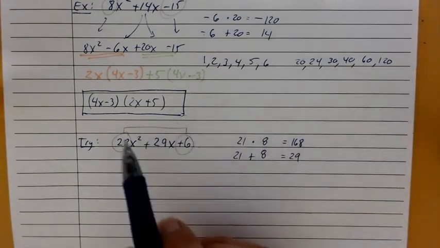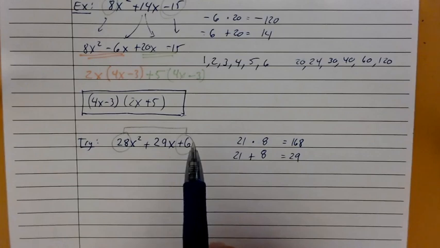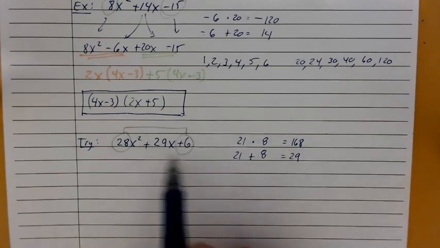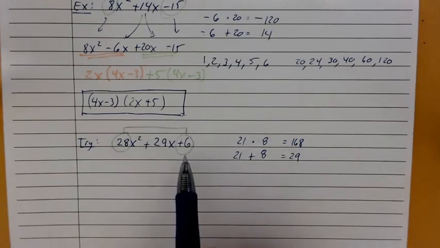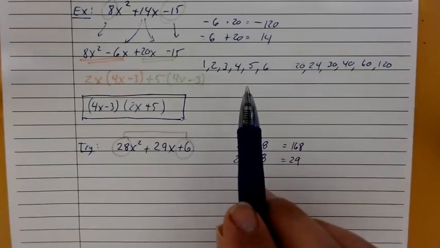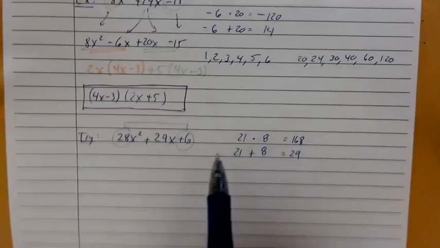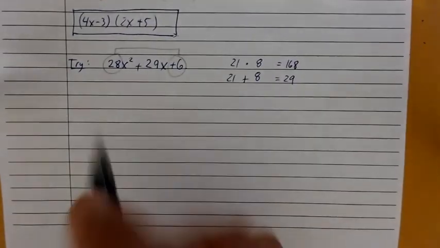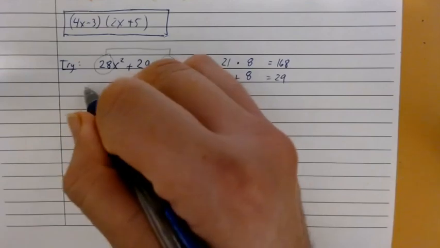The AC method is not a fast technique. It works very well for expressions with very large and complicated numbers. However, it can take a bit of time. If this took you 5, 10, even 15 minutes, that's perfectly normal. All right, so we have our two numbers.